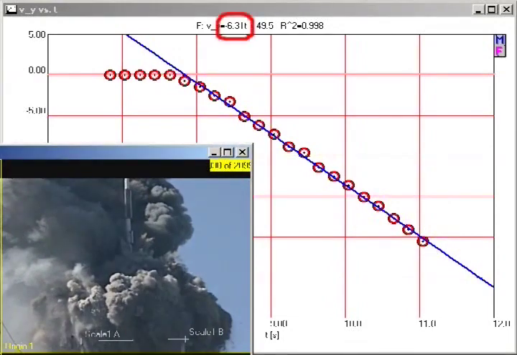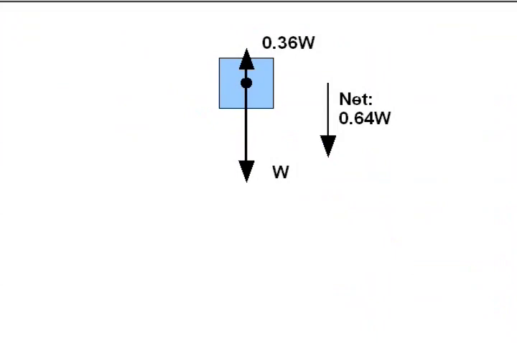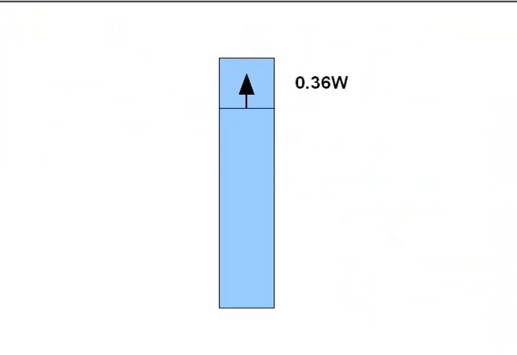The slope of the graph indicates that the acceleration is 6.31 meters per second squared downward, which is 64% of free fall. In other words, once it starts falling, the upward resistive force is only 36% of the weight of the falling section of the building. So far, so good. But now turn it around.